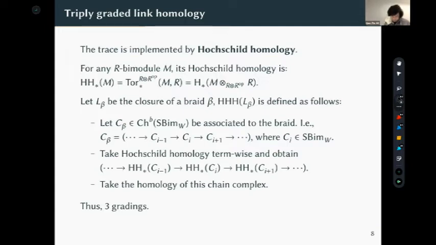Because there are too many gradings floating around, let me take a step back and remind you where the gradings are. First of all, each of the CI is a circle by module, and in particular, it's a graded object. So there's one grading for each of the CI. And then there are these I-1, I+1, so we have a complex. Another grading comes from that. And then each homology, we take the Hochschild homology, which is a derived functor, so it also has its own homological grading from the functor. So that's another grading. So that's 3 gradings in Khovanov-Rozansky homology.